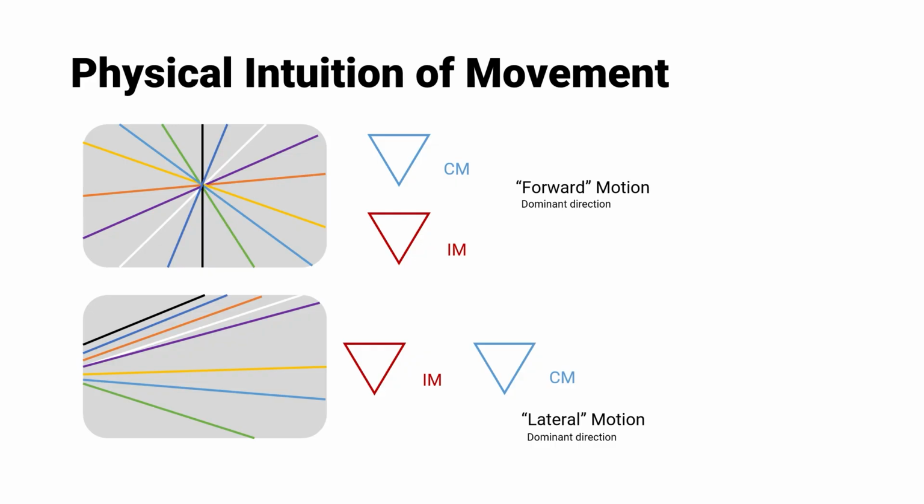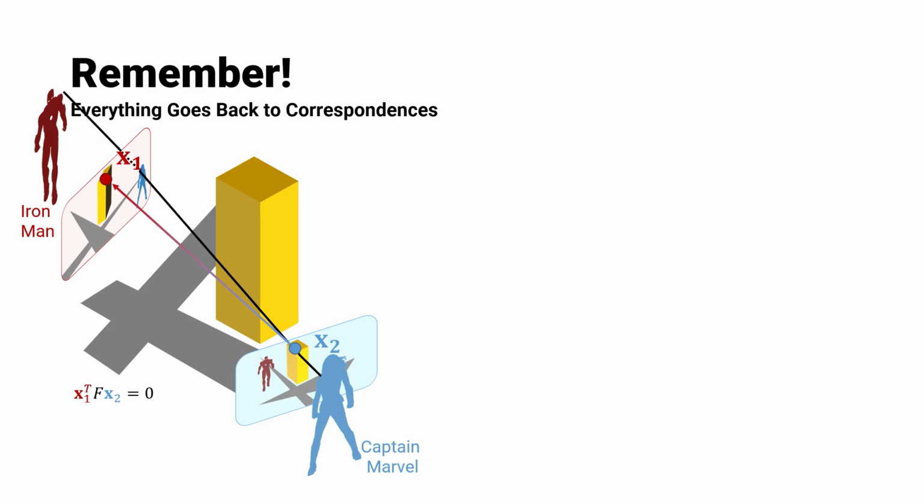Remember that our entire storyline started with correspondences. So everything goes back to correspondences. The question is, if we want to estimate the fundamental matrix, how many points would we need? Which in turn begs the question, how many degrees of freedom does the fundamental matrix have? The degrees of freedom here refers to the number of free parameters, which essentially lets us tell how many point pairs we would need between Iron Man and Captain Marvel for us to be able to estimate the three-dimensional structure of the scene.